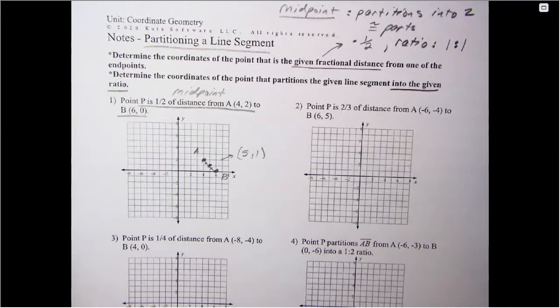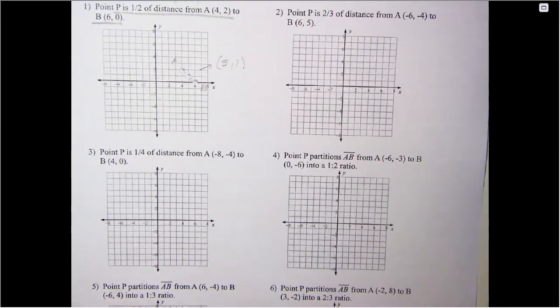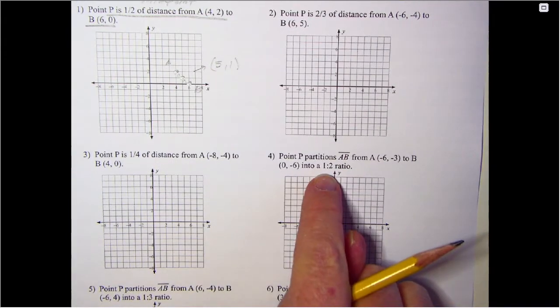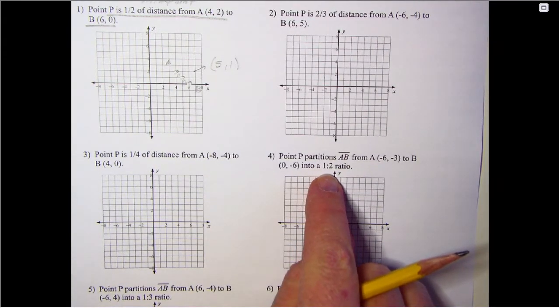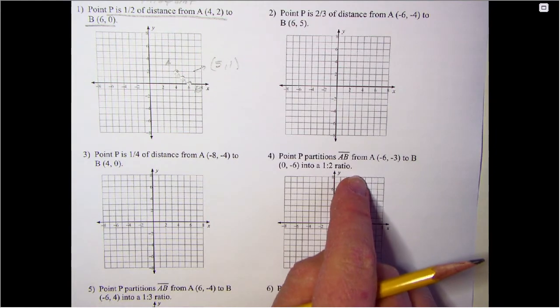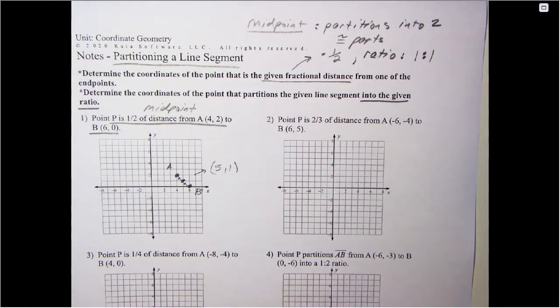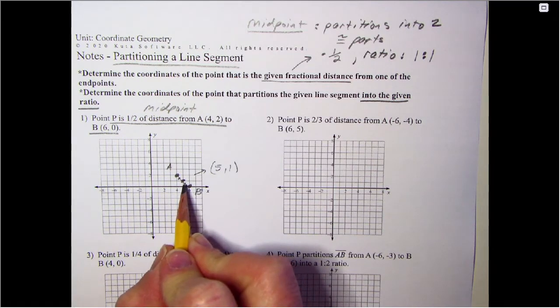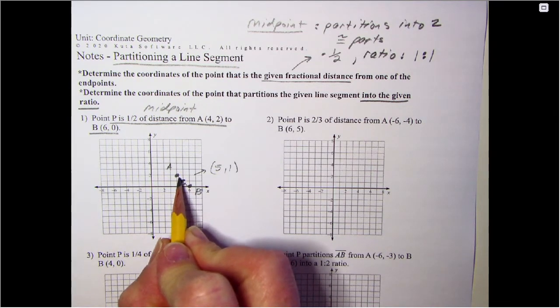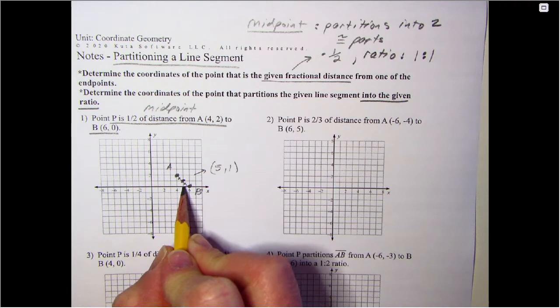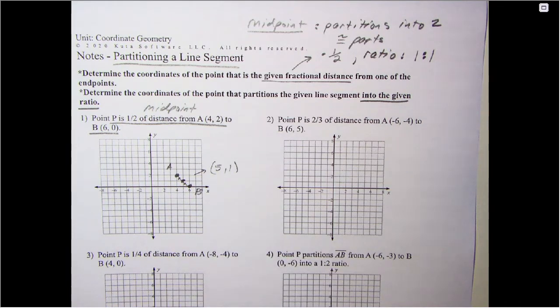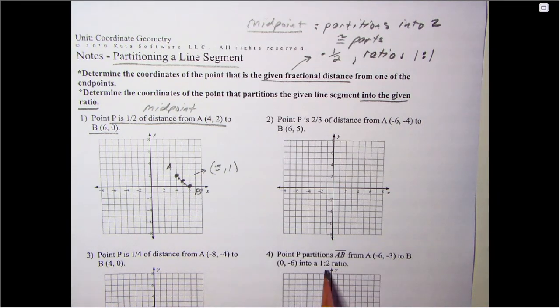If you look down here at the bottom of the sheet towards number 4, here's an example. We're splitting this line into a 1-to-2 ratio. If you happen to see a 1-to-1 ratio, then we know it's the midpoint, which means these parts are equal to each other. If we have a different ratio, like a 1-to-2 ratio, like when we get down to number 4, that means this part is twice as long as the other part.